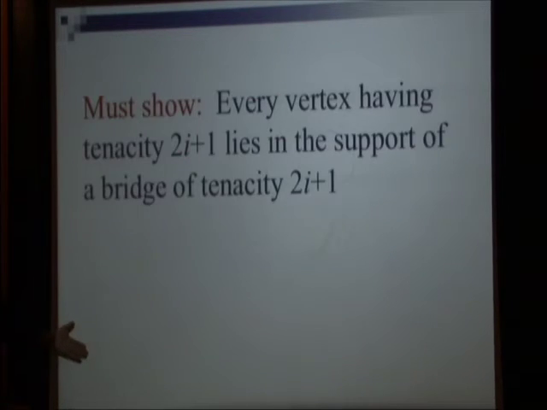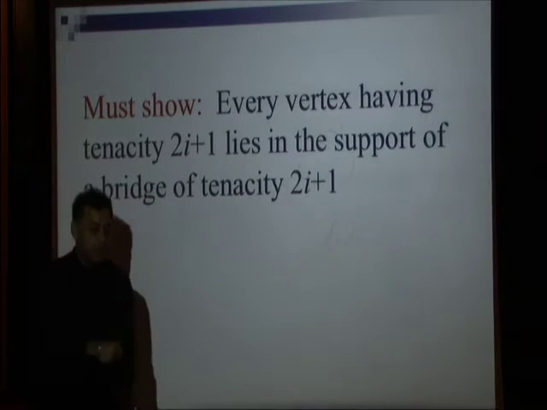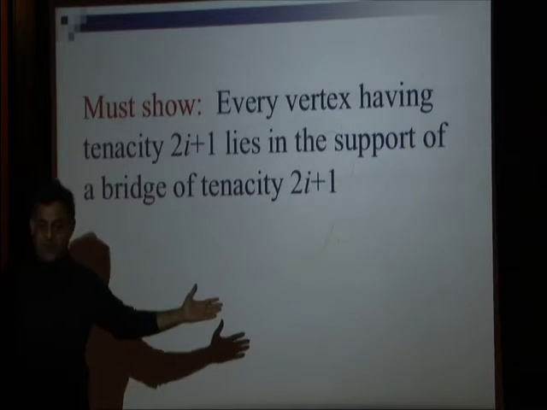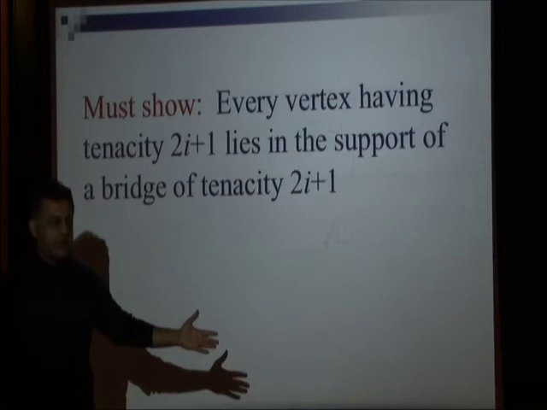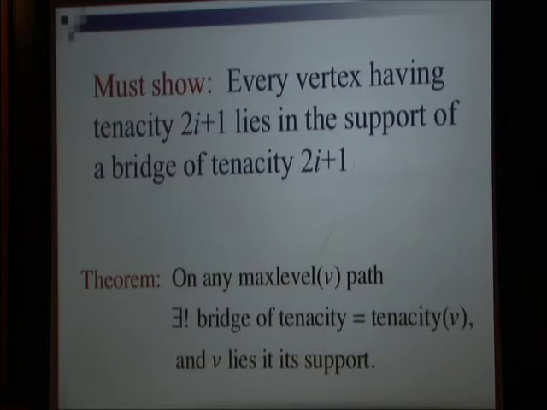No, we are not done, obviously. So we must show, how do we know that every vertex of tenacity 2i plus 1 lies in the support of some bridge of tenacity 2i plus 1? Who told us that? Nobody told us that, right? I mean, this is some procedure that's supposed to give you all vertices of tenacity 2i plus 1. But to prove it correct, you need to show that every vertex lies in the support of some bridge of tenacity 2i plus 1. And that's the main theorem of my two papers, for which this whole development of blossoms is needed.